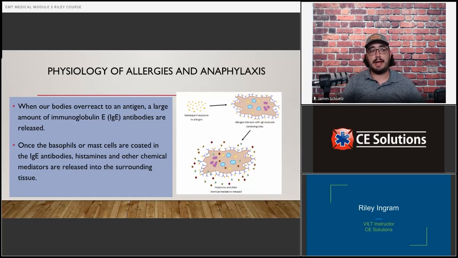Physiology of allergies and anaphylaxis. So when our bodies overreact to the antigen, a large amount of the IgE antibodies are released. Once the basophils or mast cells are located in the IgE antibodies, those histamines and other chemical mediators are released into the surrounding tissue, right? And thus it's going to overtake all that antigen that's there that it has deemed that it needs to take out, right?